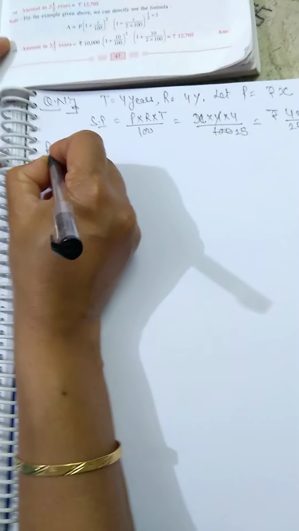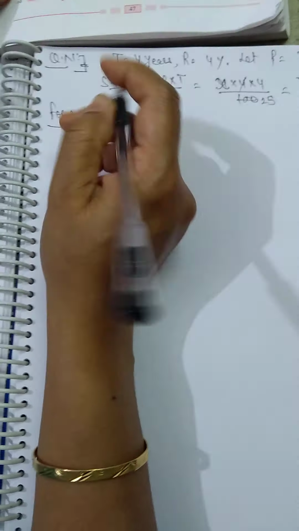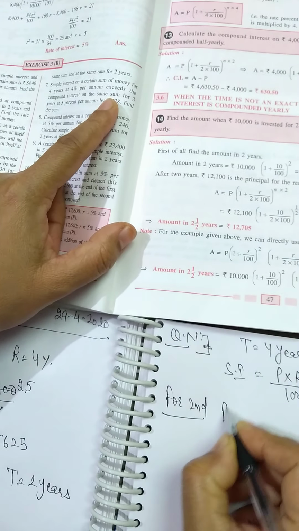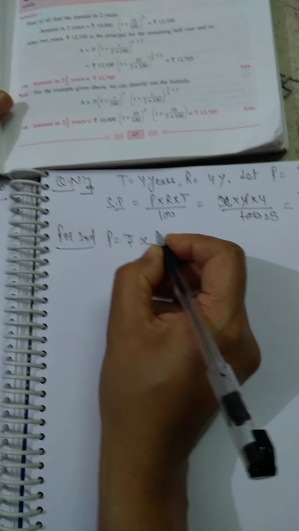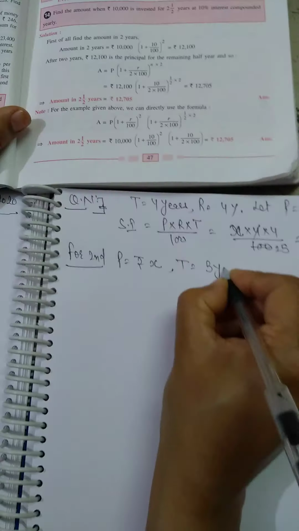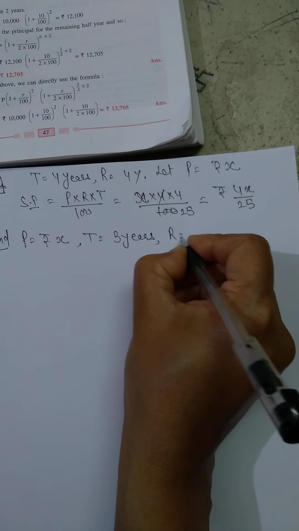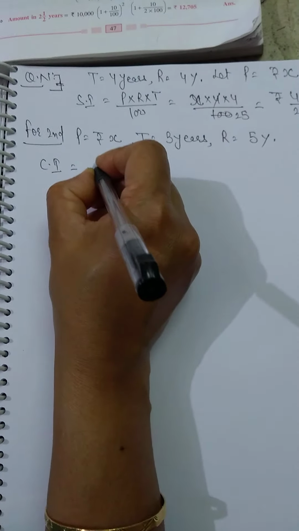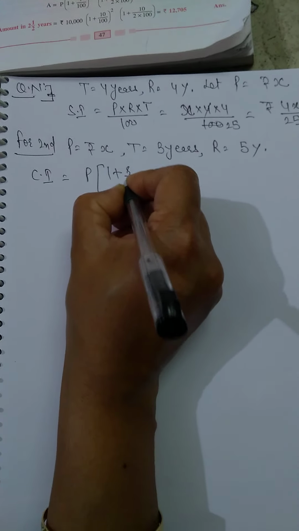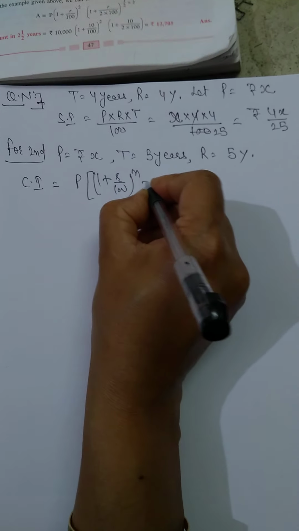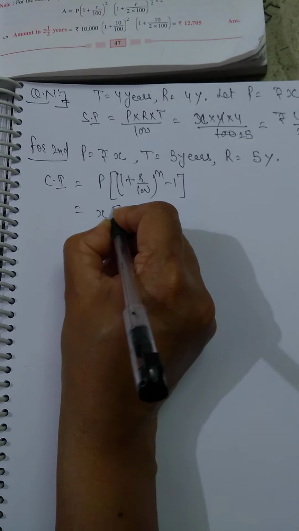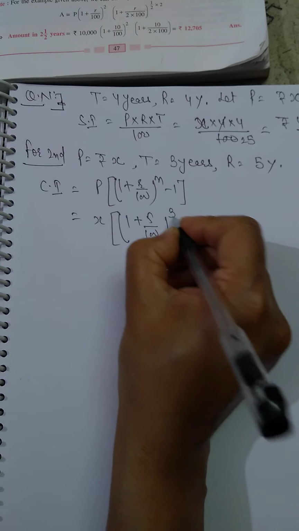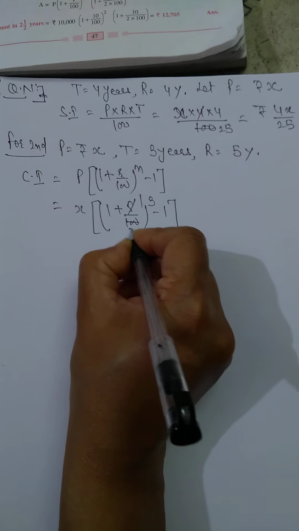Now for second case, for compound interest. Compound interest on the same sum means principal is same, x, time is 3 years, rate is 5%. Find out the compound interest. Again apply the formula for compound interest: P into (1 plus R upon 100) raised to n, minus 1. P x (1 plus 5 upon 100) raised to 3, minus 1. Cancel the values.